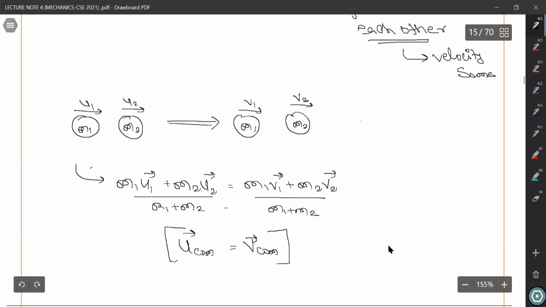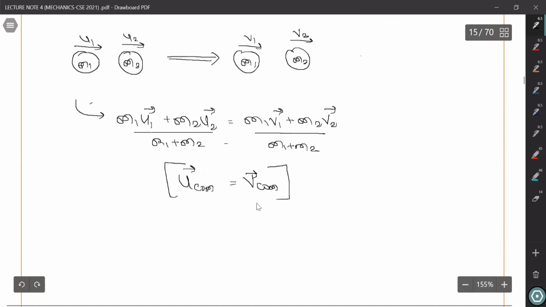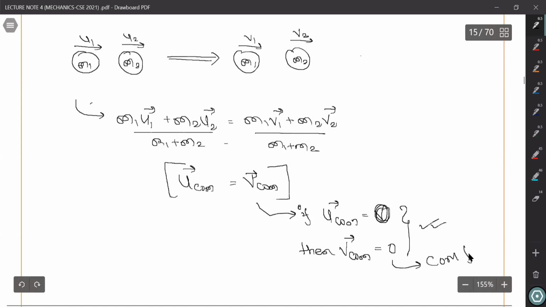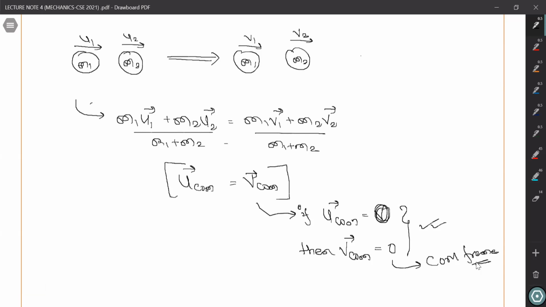And this is of great use, right? What if both of them are at rest? If u of center of mass is 0, then what happens? V of center of mass will also be 0. And this will be of great use when we are dealing with the center of mass frame. This forms the basis, because that is the zero momentum frame. So this forms the basis when we start with the center of mass frame.